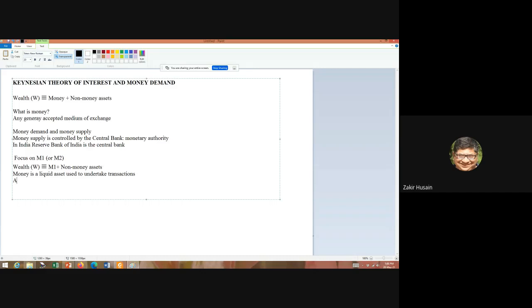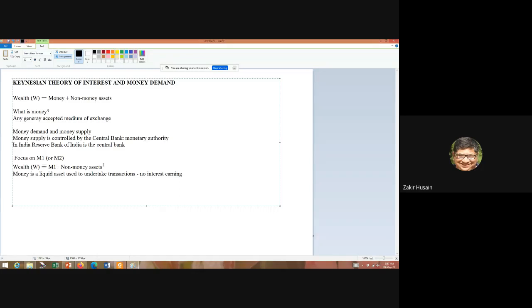Now, apart from this, if you hold money in the form of cash, do you earn anything? No, sir. So there's no interest earning on money. Sir, if prices are changing, we lose also. Yeah, we can lose also.